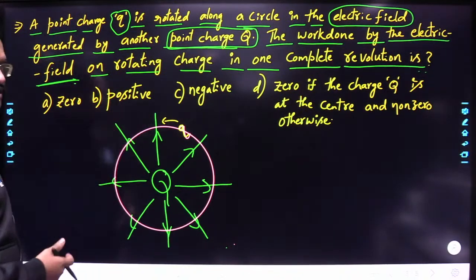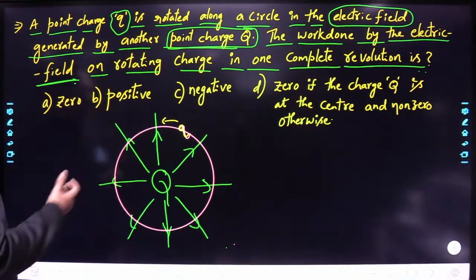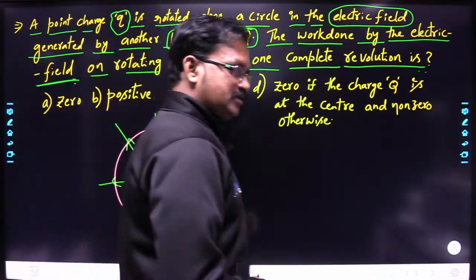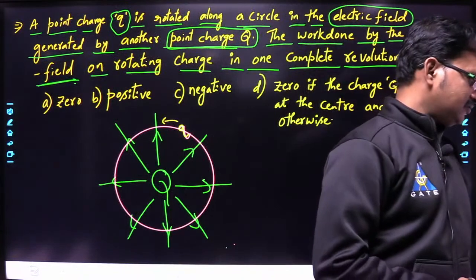I have given options also here. At least tell some option. I have given A, B, C, D. At least tell some option here. Which one is correct?